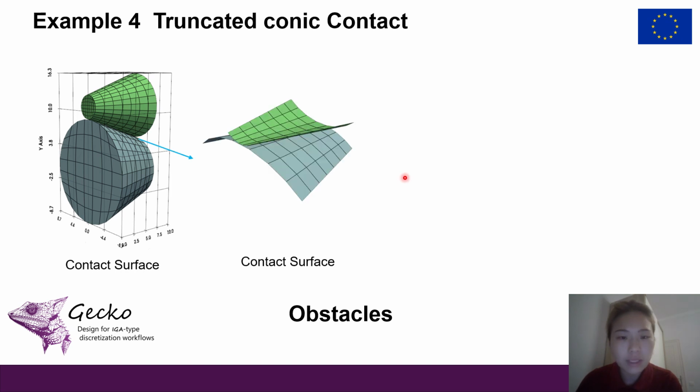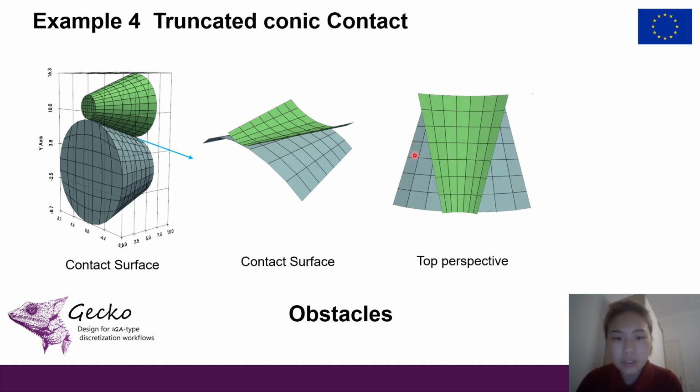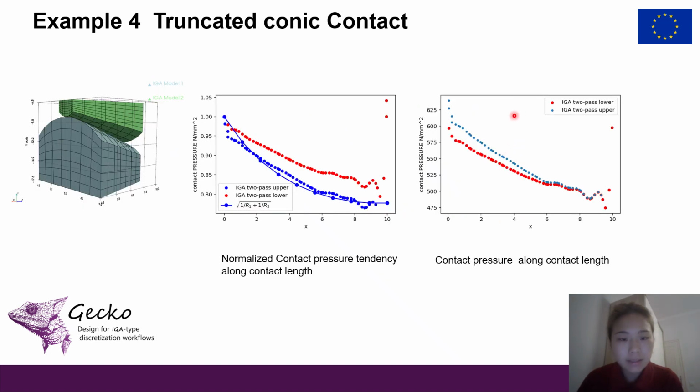And here we extract the contact surface from the two truncated cones, and the potential contact pairs are identified between these surfaces. You can see that. Here, the normalized contact pressure distribution along the contact length of the cones follows the theoretical trends. As predicted by Hertz theory, the pressure decreases along the length where the surface flattens.